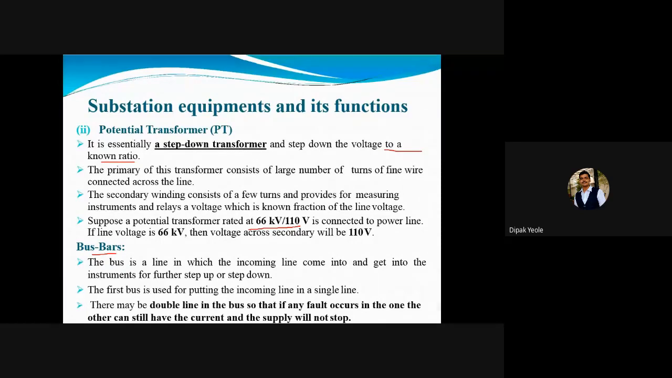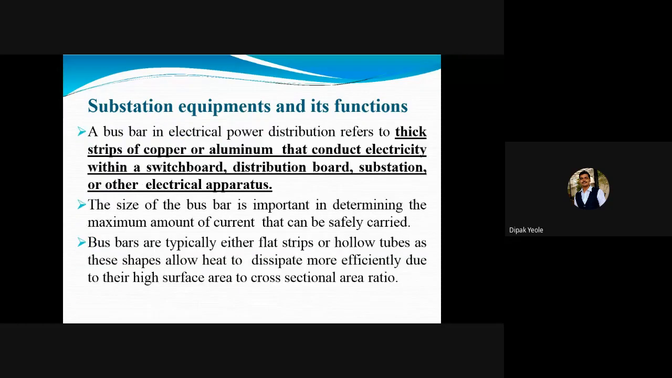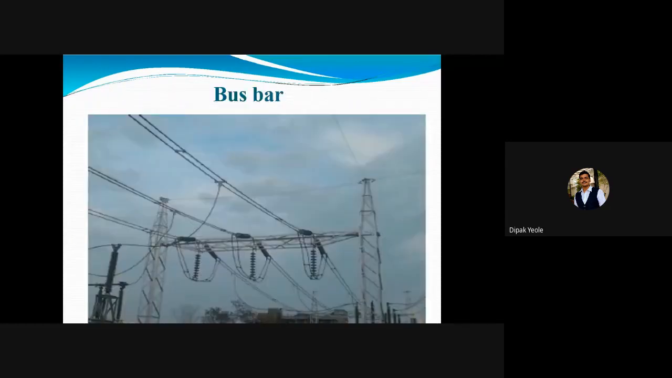Bus bar is a line in which the incoming line comes in and goes into the instruments for further step up and step down. It is made up of copper or aluminium strips that conduct the electricity within the switchboard, distribution board, and substation. And we are using the bus bar for our substation. Here you can see the picture of a bus bar, which is taken from a real substation.